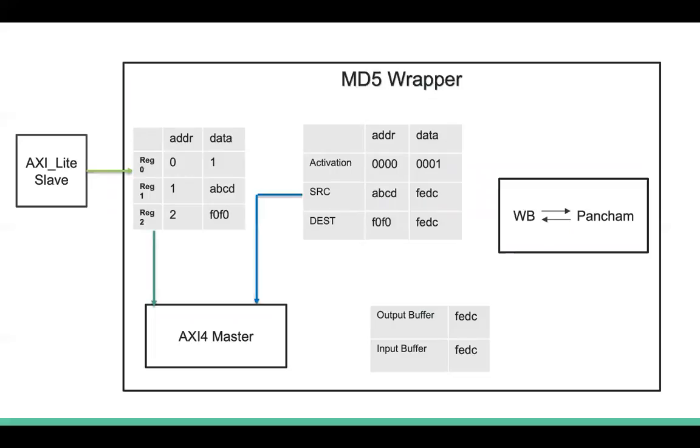Master uses the source value ABCD and reads its data, which is FEDC, and writes it to the input buffer. This input buffer is driven to the wishbone interface and then to Pancham. Pancham returns the hash value to wishbone, which is written to the output buffer. The value here is FEDC, as other bits are padded to 0 for now. Further read by the AXI master and written to the destination address F0F0. Let's see a similar result in the waveform.